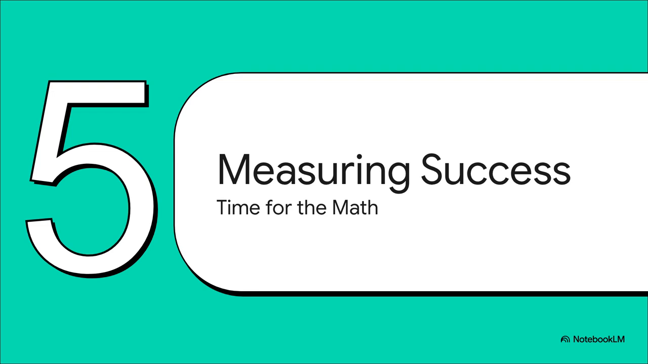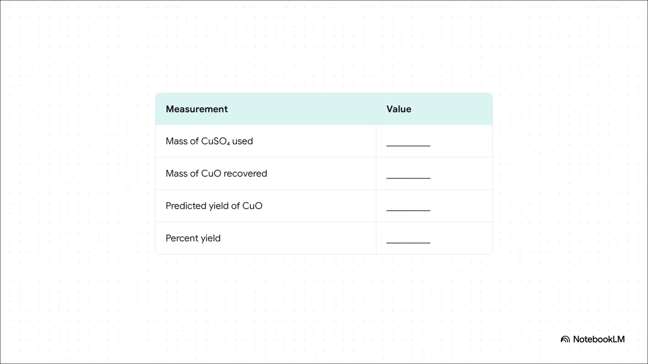Now for the big question. We followed the recipe, we saw the color change, but just how successful was our synthesis? It's time to crunch some numbers and actually grade our performance. To figure that out, we've got to look at the data. We need to know exactly how much of our starting material, the copper sulfate, we used in the beginning. Then we need to weigh our final dry product to see what mass of copper oxide we actually recovered. Those two numbers are the key to figuring out how efficient we were.